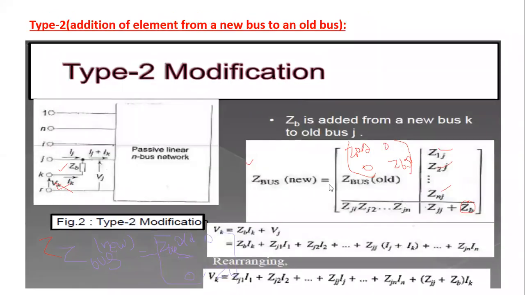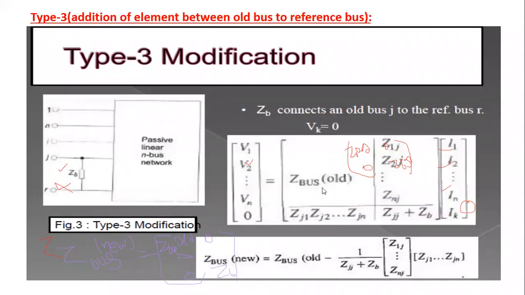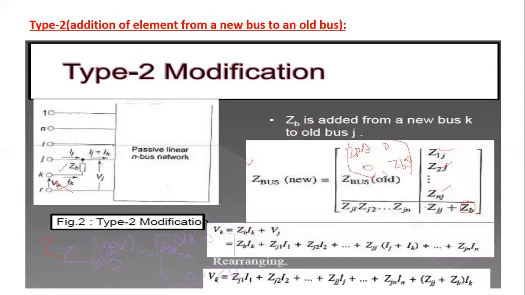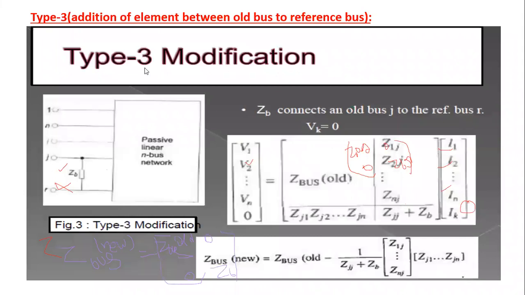ఏదైతే మనం type 2 matrix లో derive చేసామో Z bus new matrix అనేది, okay, ఇందులో type 3 వచ్చేసరికి that is the Z bus old matrix. Okay, and then we are adding the row and the column for this matrix, that is Z1j, Z2j and so on Znj, ZJ1, ZJ2 and so on ZJN, ZJJ plus ZB. Okay, this is the addition of row and the column for this previous Z bus matrix. Okay, this is the previous Z bus matrix for type 2 modification. Okay, this is the old Z bus for type 3 modification.